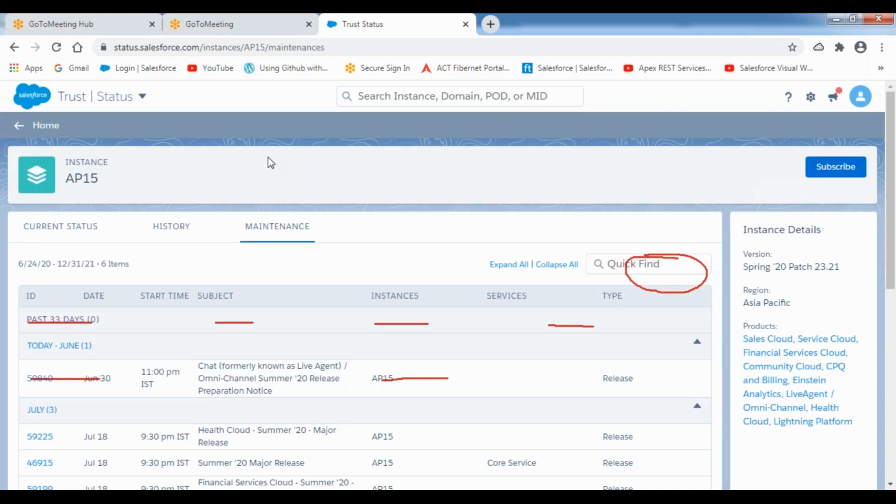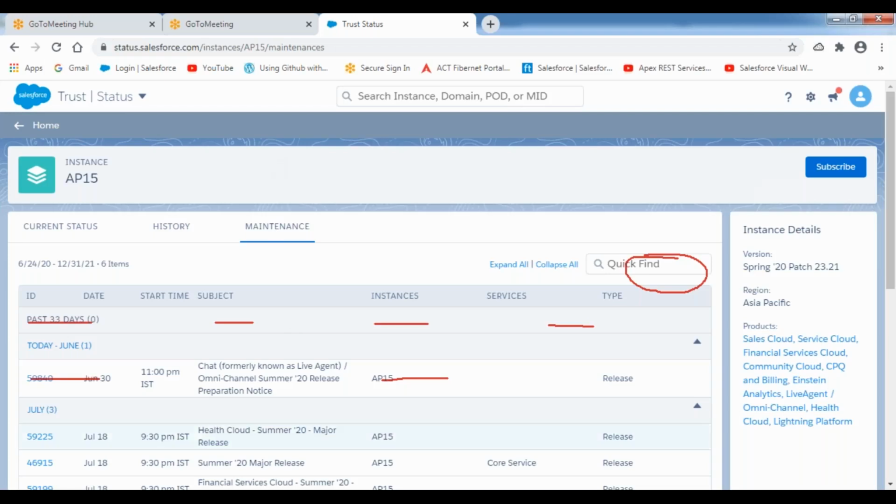That means for my account also, Salesforce is allocating some amount of memory in the associated region's available server, so that we can verify the current status of the server, the historical status, and the maintenance calendars. Everything we can verify inside the status.salesforce.com website.